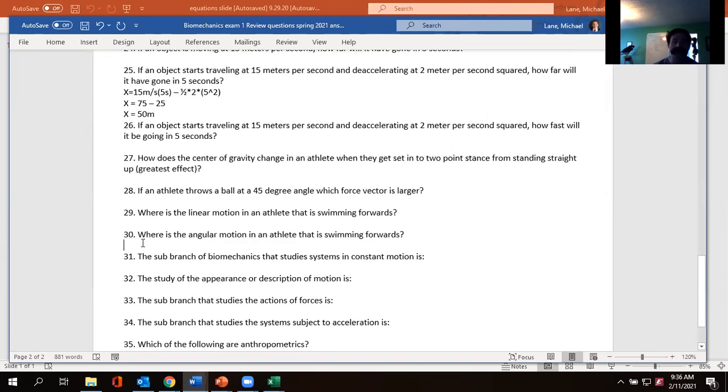Angular motion in an athlete that's swimming forward. Well, where the arms, legs, torso are all going to be turning, are we rotating?